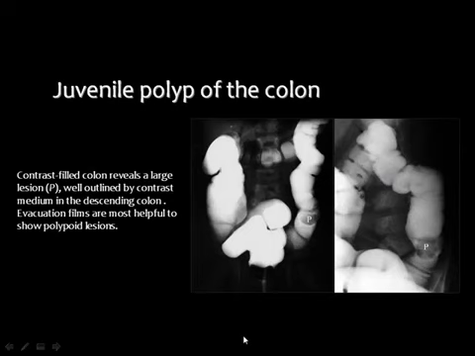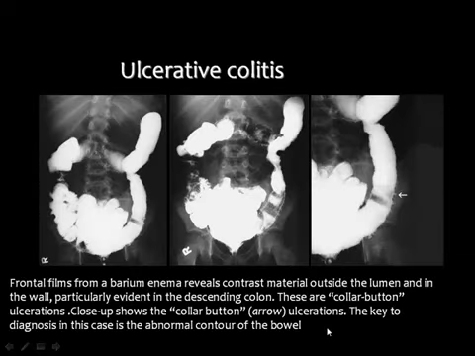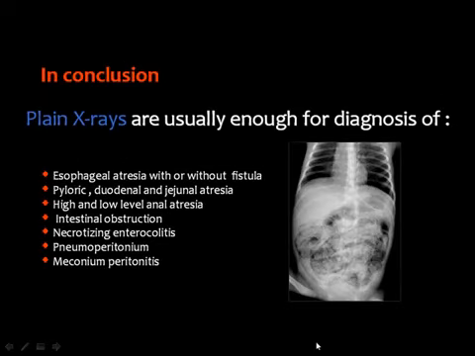And polyps can also occur in the colon, like this juvenile polyp, as seen as a filling defect in the descending colon. And this is just a presentation of a case of ulcerative colitis in the colon in the pediatric age group, and you can see the typical ulcerations extending along the wall of the descending colon.